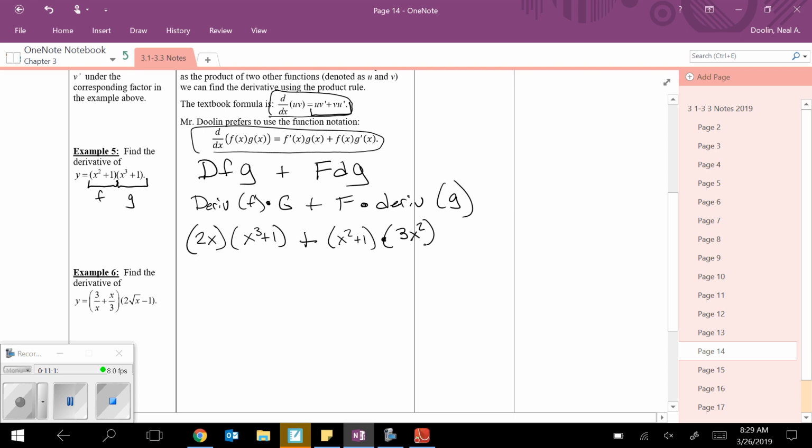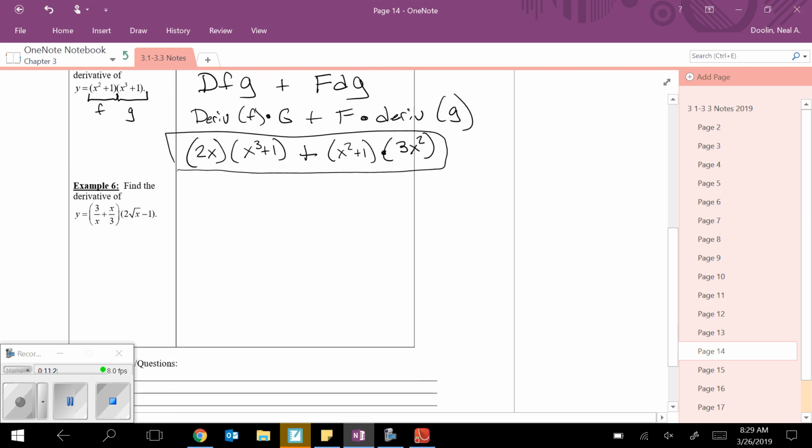Great news. I'm not terribly interested in you simplifying things like that, because I know you know how to do it, or I know most of you know how to do it. So we can just leave it like that. I'm far more interested in your ability to do calculus than your ability to multiply things out.